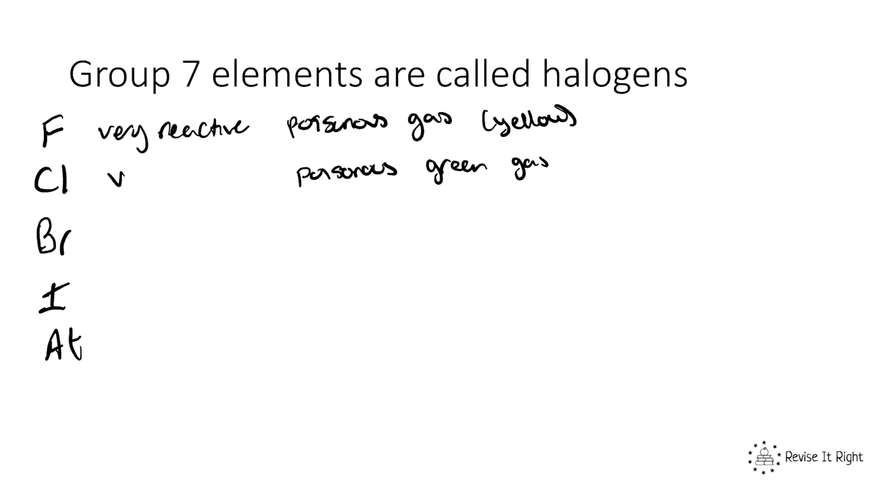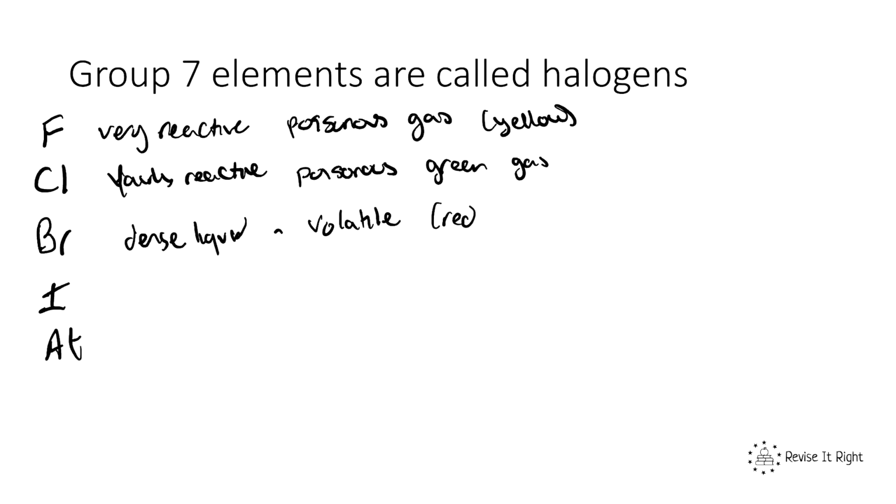Again, fairly reactive. Bromine is actually a liquid. It's quite a dense liquid, but it's quite volatile, and it's sort of reddy brown. And iodine is actually a solid. It's dark grey in its solid form, but in its vapour form, it's a purple vapour. So it's a dark grey solid, but as a vapour, it's purple.